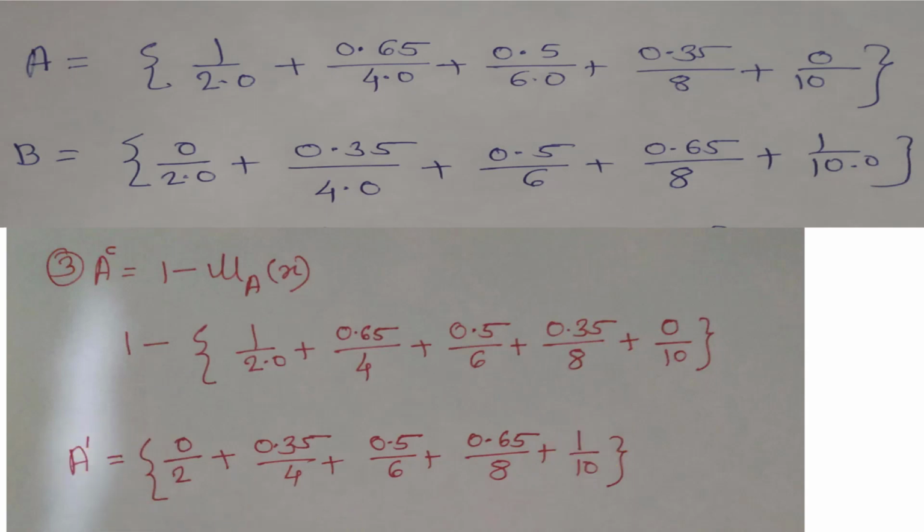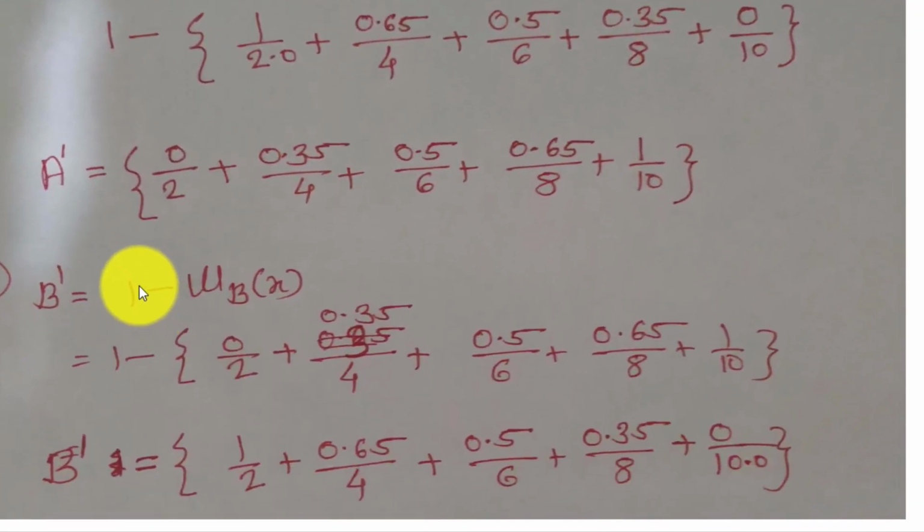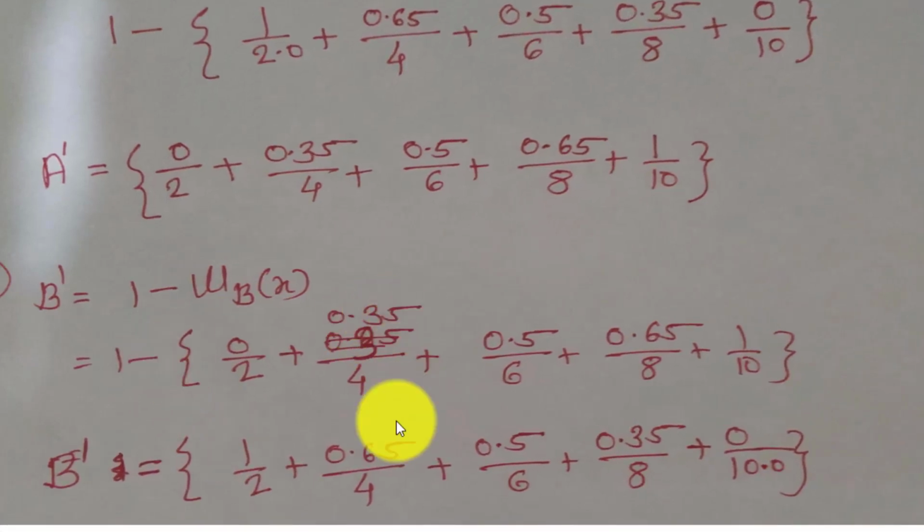Similarly, the B complement can be calculated as 1 minus the membership value of B. That is, 1 minus 0 is 1, 1 minus 0.35 is 0.65, 1 minus 0.5 is 0.5, 1 minus 0.65 is 0.35, 1 minus 1 is 0.